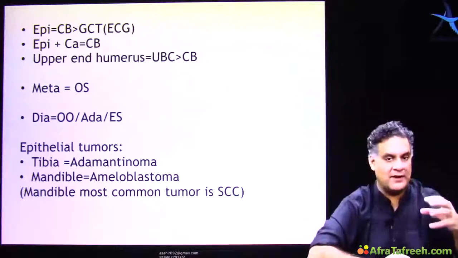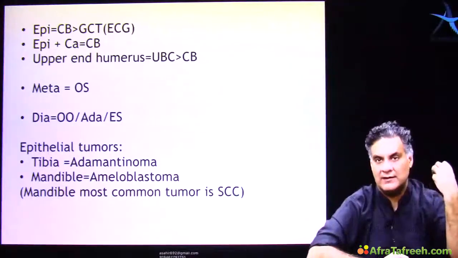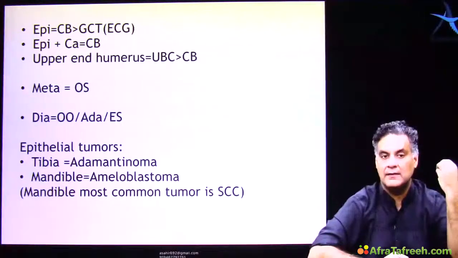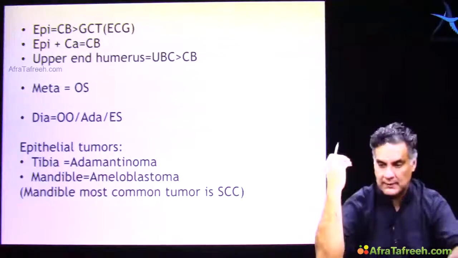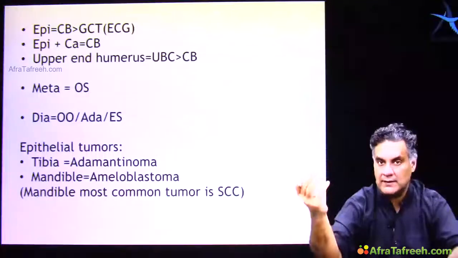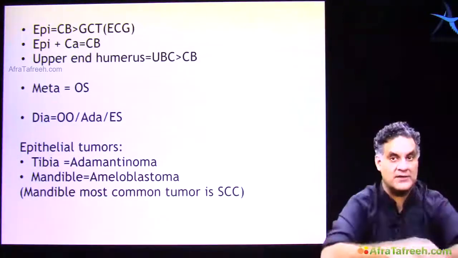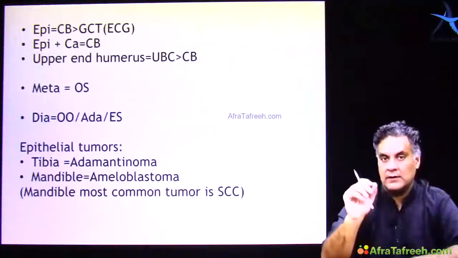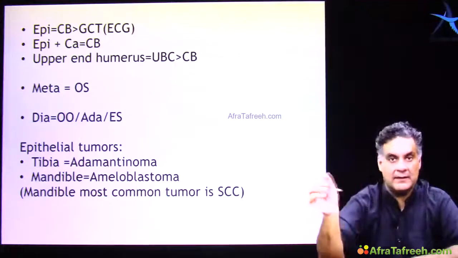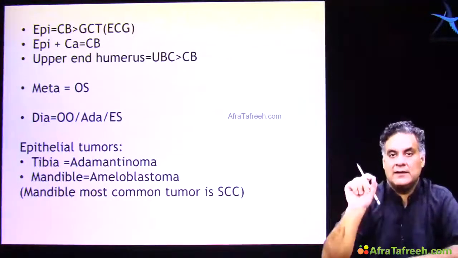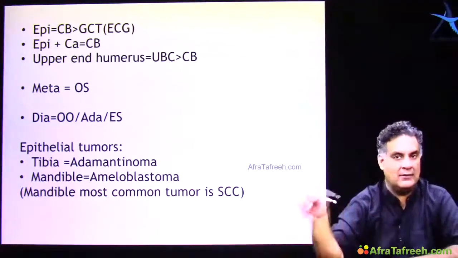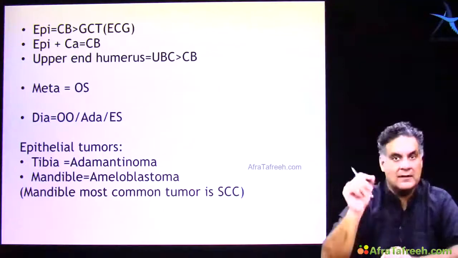Epithelial tumors, not epiphyseal. There are 2 of them. One is adamantinoma, and the other one is ameloblastoma. That should come to your mind. Before 1985, these 2 terms were interchangeable, but now they are used independently. The epithelial tumor that involves the tibia is adamantinoma, and the one that involves the mandible is ameloblastoma.